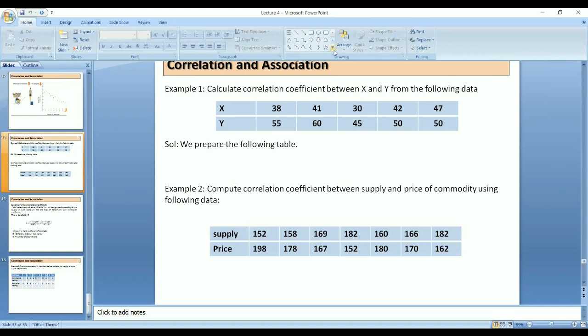You want to see the formula? Have you noted down this X: 38, 41, 30?